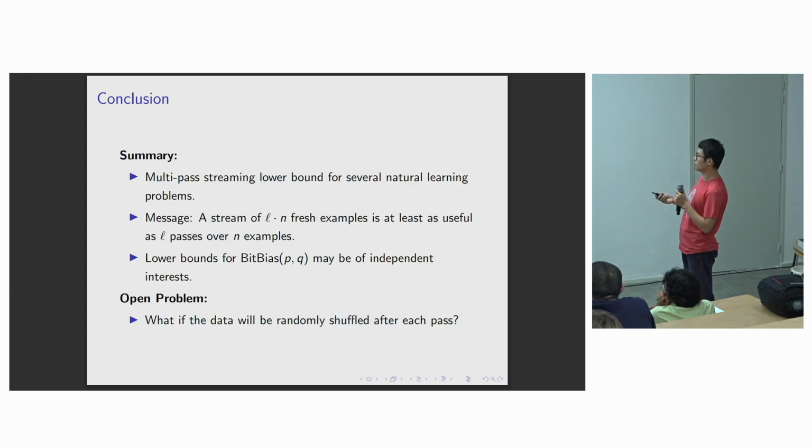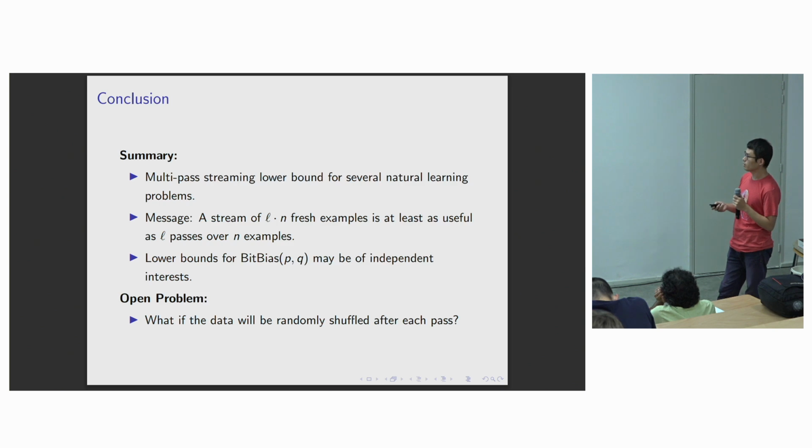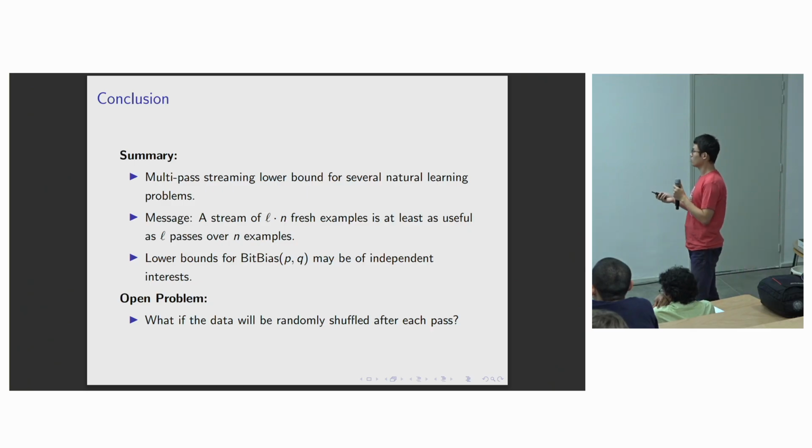And here is the open problem. Note that in the practical setting, the training algorithm such as SGD or Adam usually shuffles the data after each pass. So we are curious about whether our lower bounds can be extended to this shuffled case.